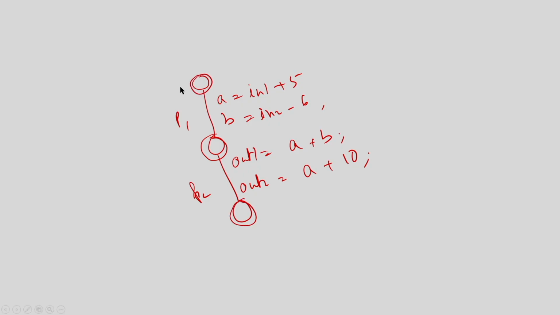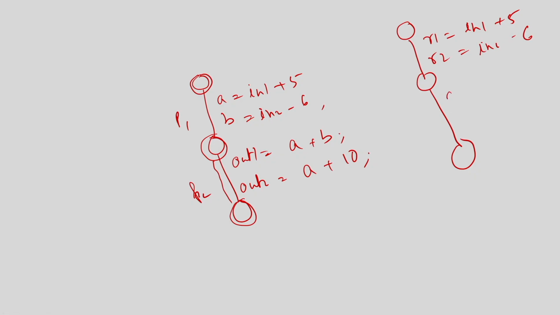So, there are two paths, and according to our previous definition I want to check the equivalence of these paths. I will take this path, and now let us consider the corresponding RTL-C behavior. So, this becomes R1, which is in1 plus 5, this becomes R2, which is in2 minus 6, and here out1 equal to R1 plus R2, and then out2 equal to R1 plus 10. This is my RTL-C and this is my C.